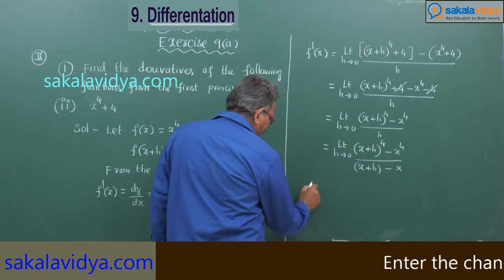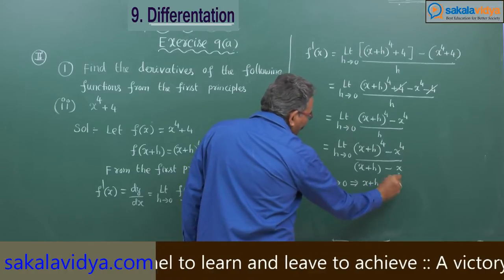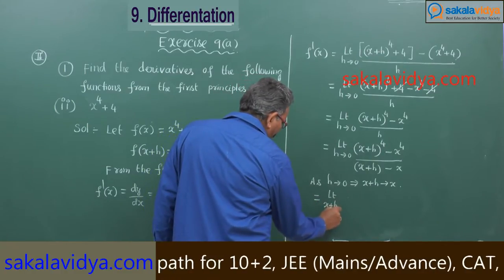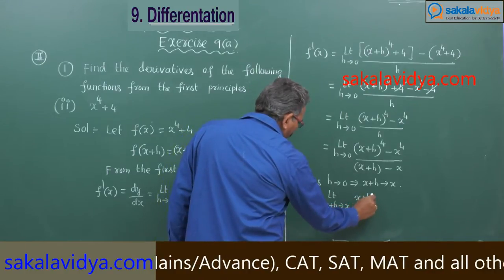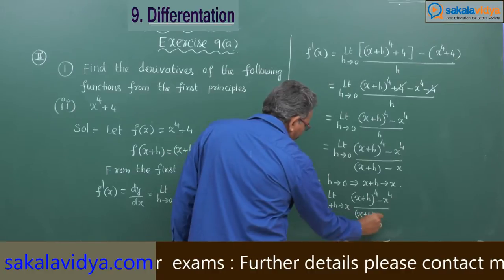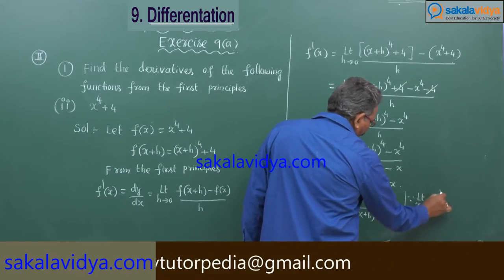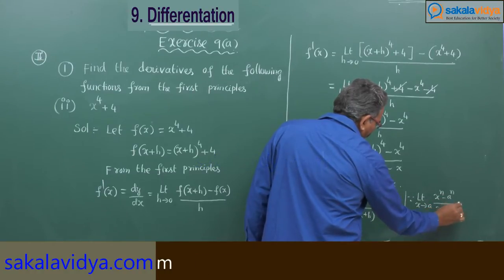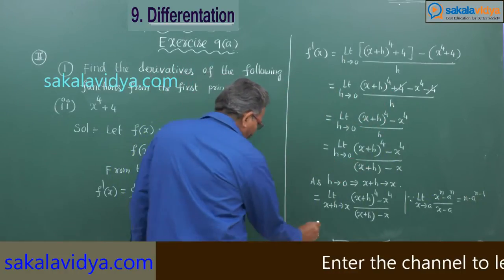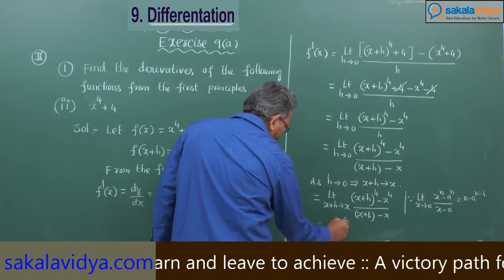Now, as h approaches 0, this x plus h approaches x. Now, this limit changes. Limit x plus h approaches x, (x plus h) whole power 4 minus x power 4 by (x plus h) minus x. This is nothing but limit x tends to a, x to the power of n minus a to the power of n by x minus a. We know this is n into a power n minus 1. Can we apply that formula? Now, applying that formula, we get 4 into x to the power of 4 minus 1, which is 3.